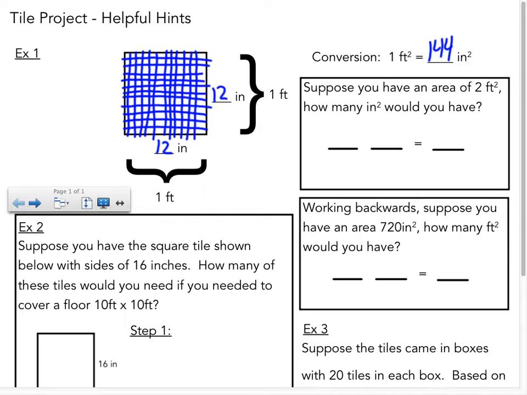So let's suppose you have an area of 2 square feet, and you want to know how many square inches you would have. So in this example, we're starting out with 2 feet squared, and we want to convert it into inches squared. Now the way to do that is to multiply by the conversion factor in such a way so that the feet squared units cancel and you're left with inches squared.